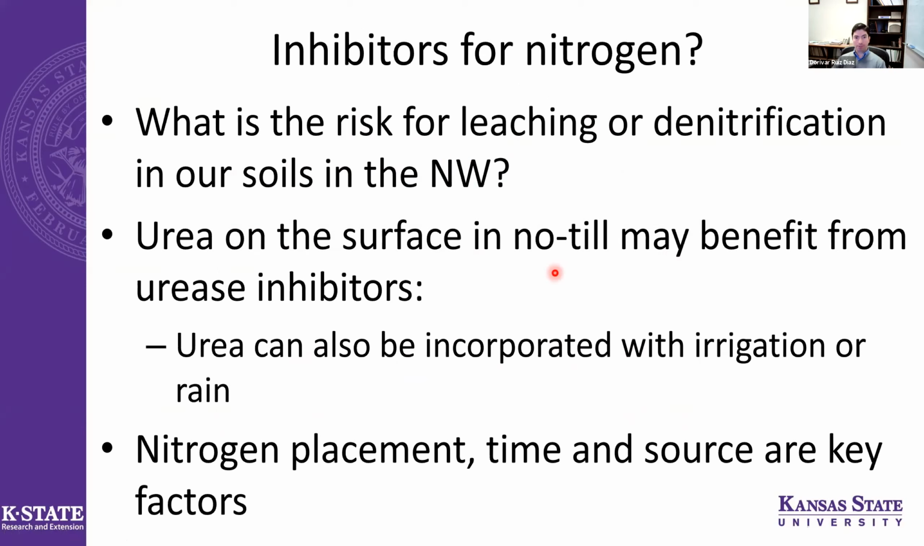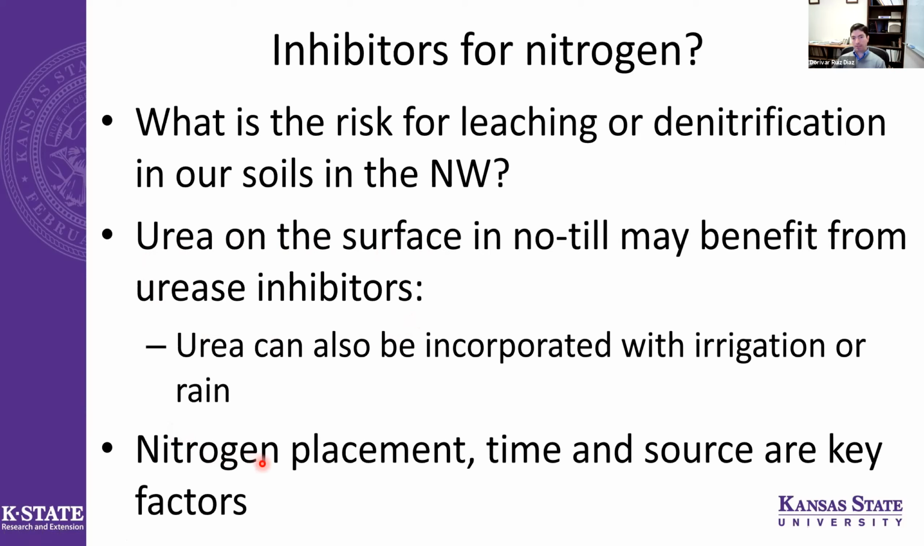Urea on the surface, that's one thing where I think we can see some benefit and get some advantage of urease inhibitors. So something to keep in mind, especially if we have a system where we are applying urea broadcast on the surface. Of course, urea can also be incorporated with irrigation or rain. I usually say about 1/4 inch of water will usually be enough to incorporate that urea. So if we have the ability to do that, we put it before a rain, or if we have irrigation, that's one way to take care of that potential issue. And obviously in that case, we will not need any urease inhibitor either.